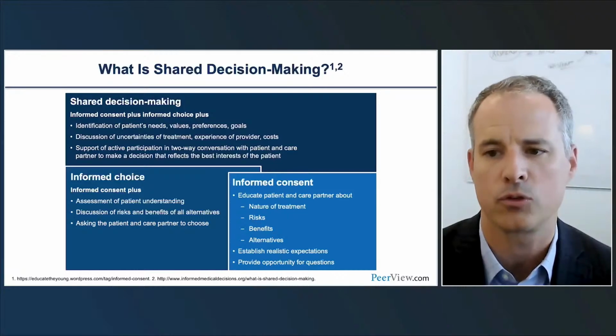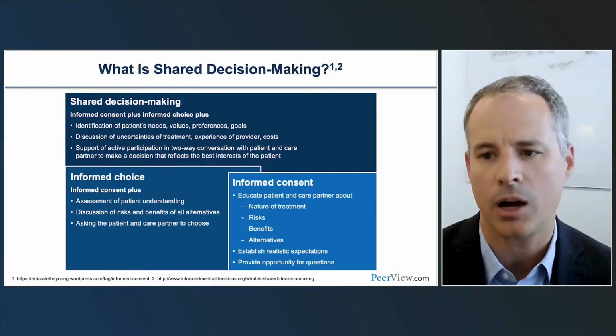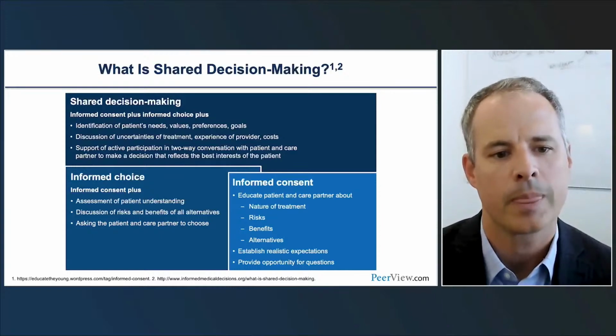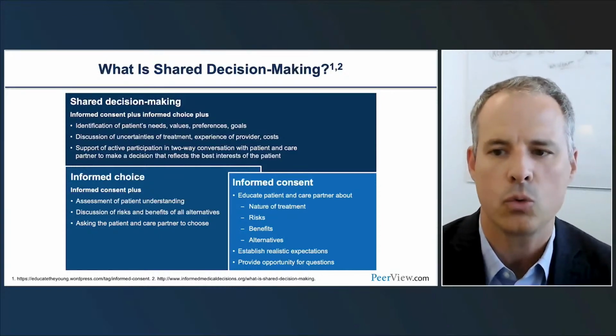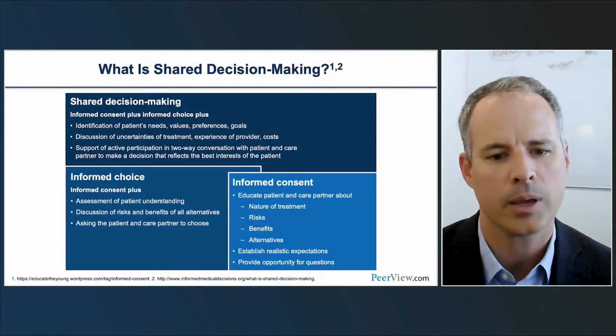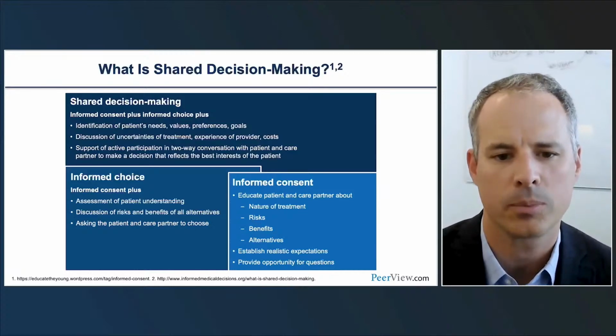Discuss the uncertainties of treatment. What do we know? What do we not know? How much experience does one have? And then the realities of the treatment, the cost, the inconvenience, other aspects that's going to impact their life. And it's essentially a two-way discussion between you and the family member and the patient to understand what decision reflects the best interests of the patient.